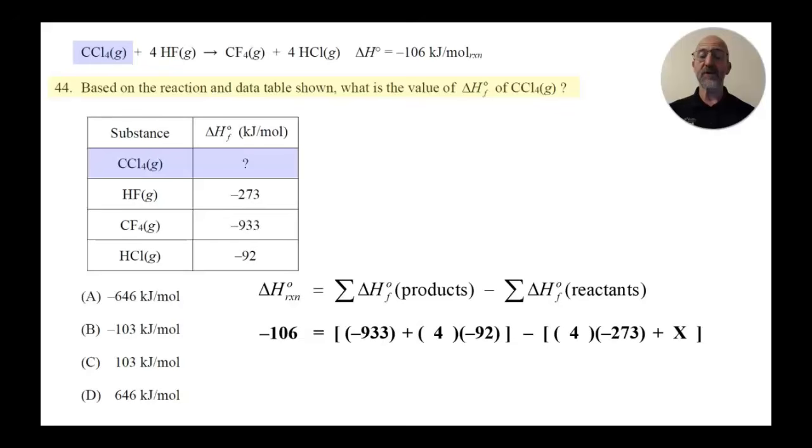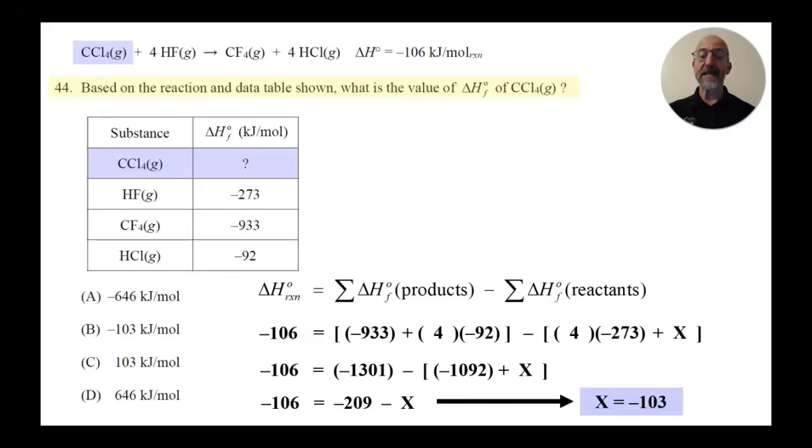So the next thing I will do is simplify some of the numbers that I have. So I still have negative 106 on the left. And when I combined all of the products, I got negative 1,301. And as far as the 4 times negative 273, I got negative 1,092. Again, watch out for negative signs. So the next thing I will do is negative 106 is equal to negative 209, when I did that math, minus X. Now, the correct answer for the enthalpy of formation for CCl4 works out to be negative 103.